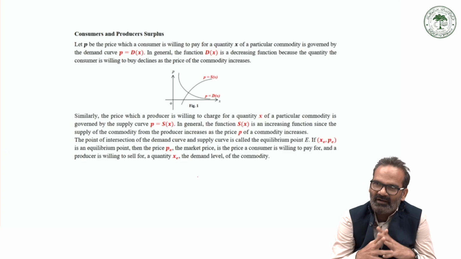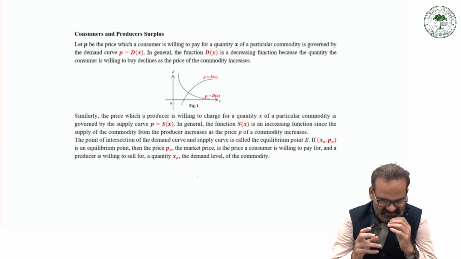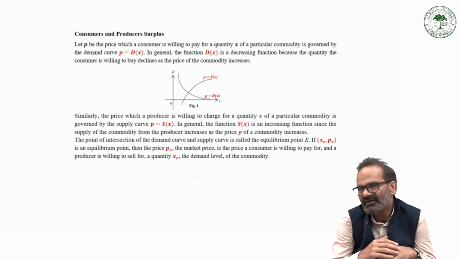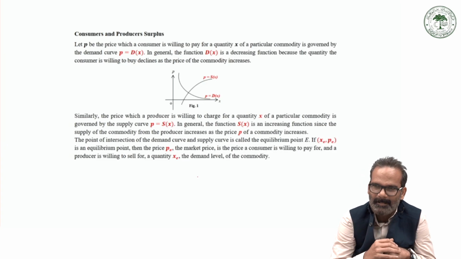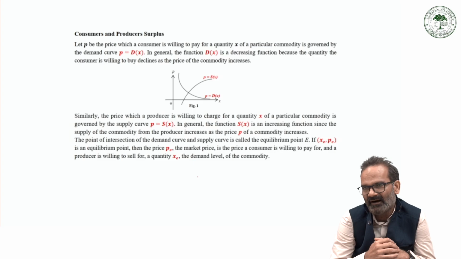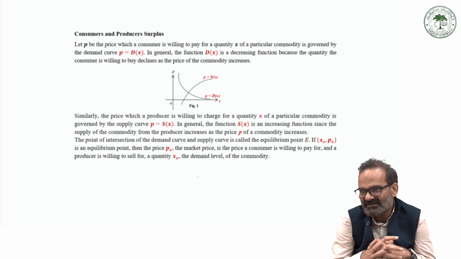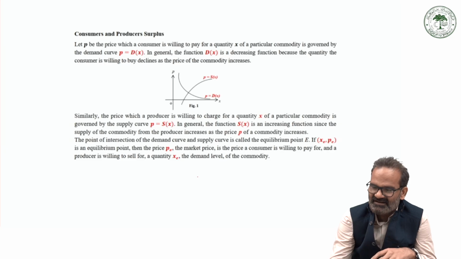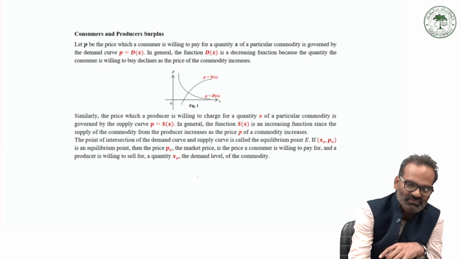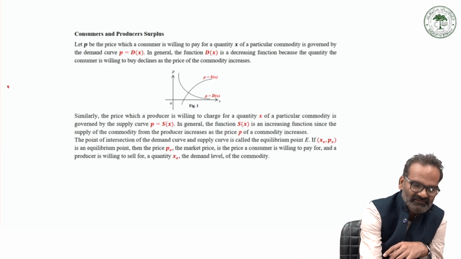studying any economic aspect. And these two functions are known as the demand function and the supply function, right? So how do we define a demand function? Let P be the price which a consumer is willing to pay for a commodity X, governed by the demand function or demand curve, which is written as P = D(x), as highlighted. Look here, P = D(x).